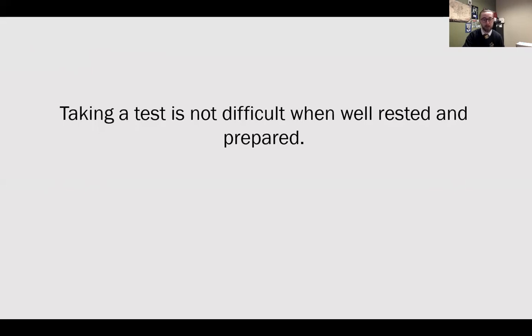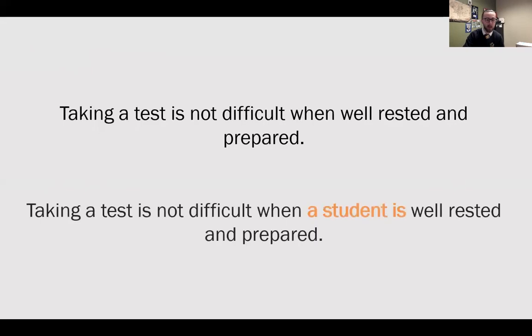So if you did what I asked and you wrote down a solution, it could be any number of things. There are a variety of solutions. The one that I came up with is: taking a test is not difficult when a student is well rested and prepared. So you'll see I added the words a student is. I added the person being described. The well rested and prepared was the modifier that was dangling.